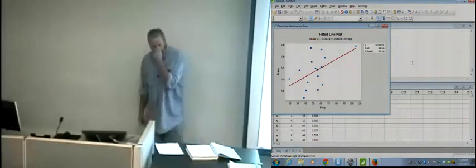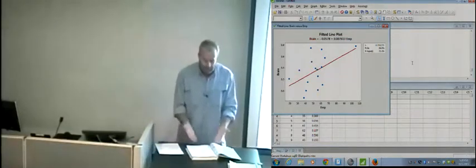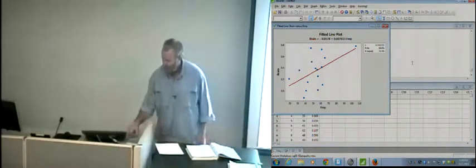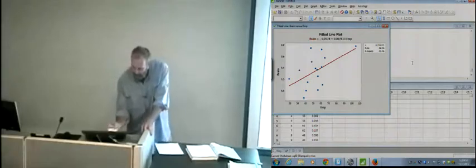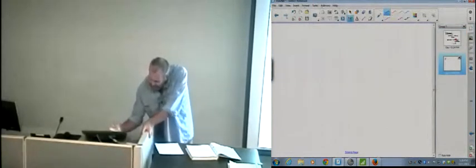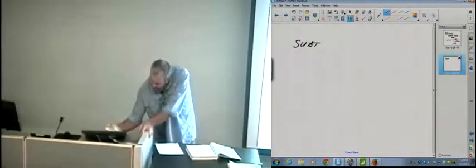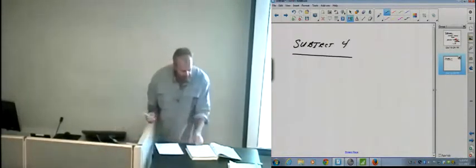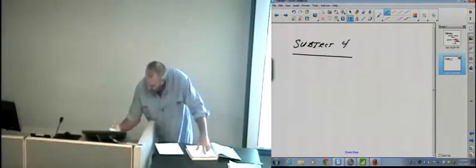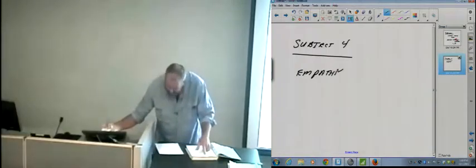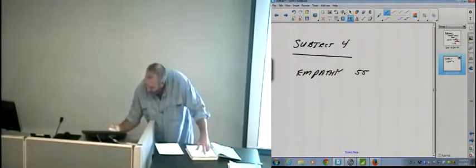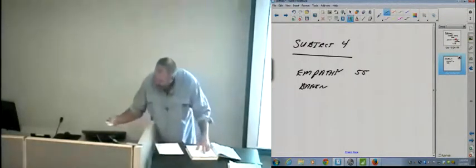Okay? Now, let's pick one individual in the data set. Let's pick individual number 4. Right? I got everything for you there. I want to look at subject 4. And when I look at subject 4, what I see is subject 4 had an empathy score of, what is that, 55, and a brain activity of 0.369.